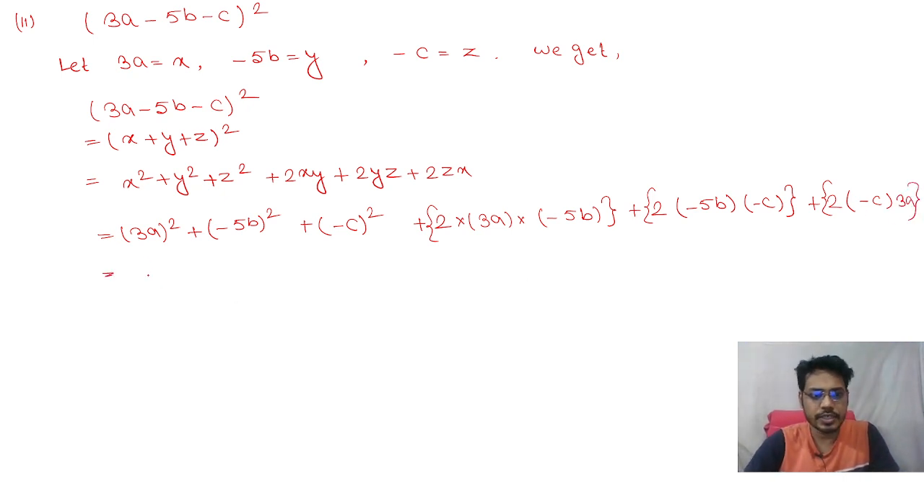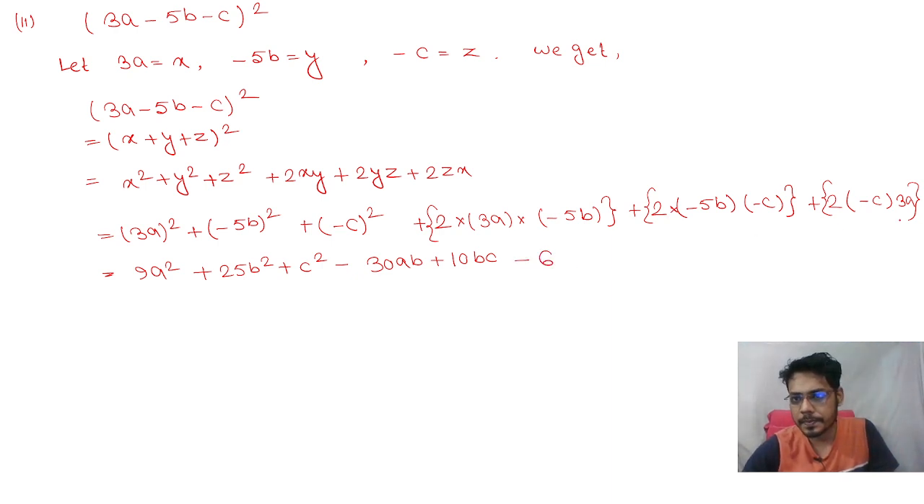That means it will be 3a its whole square, 9a square, minus 5b whole square, that is 25b square, plus c square, minus 30ab, plus 10bc, minus 6ac. That will be the answer of this question.